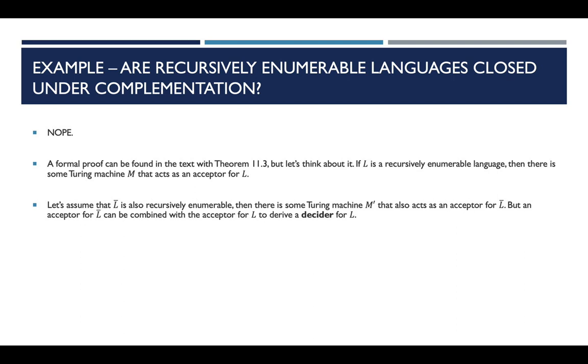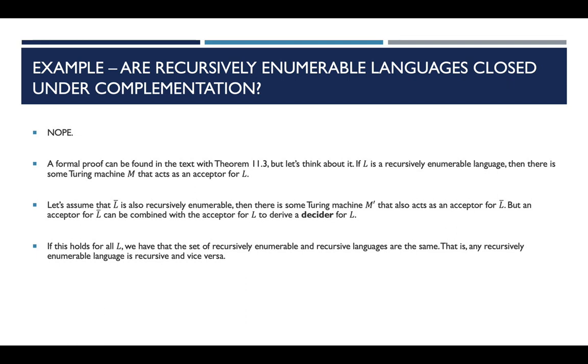But if we have an acceptor for both L and L complement, we can combine them together like we did in the previous lecture to derive a decider for L. So if I have a decider for L, we've shown that L is actually recursive, not just recursively enumerable. And if that's true for all L, that means that we have shown that the set of recursively enumerable languages and the set of recursive languages are the same.